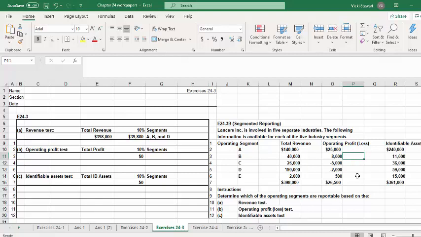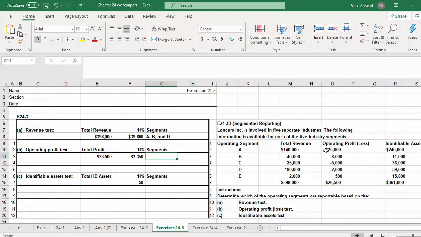So if we add A, B, and E together, we get $33,500 for the segments that reported a profit. That gives us a 10% test of $3,350. However, when we are testing the segments, we look at their absolute profit or loss. So that means that we look at the segment to determine whether or not they met or exceeded the $3,350, regardless of whether their amount was a profit or a loss.